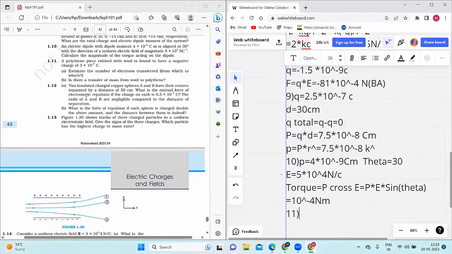A polythene piece rubbed with wool is found to have a negative charge of 3 into 10 power minus 7 coulomb. Estimate the number of electrons transferred, and from which to which. First we will decide the direction of transfer of electrons. As the polythene piece has acquired a negative charge of 3 into 10 power minus 7 coulomb, the electrons are transferred to the polythene piece.